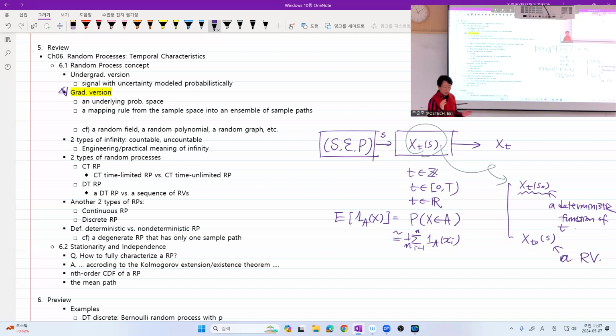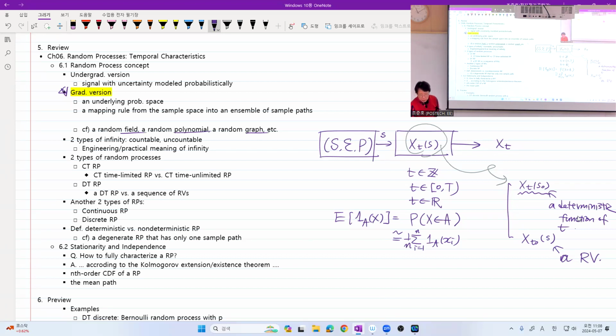very important whenever you want to generalize something with uncertainty using probability theory. Random graph, random field, random polynomial, random anything. They have the same form. Got it? We start from the underlying probability space, and then we have some mapping rule to get the entity we want. Got it? So field, polynomial, graph, anything is possible.